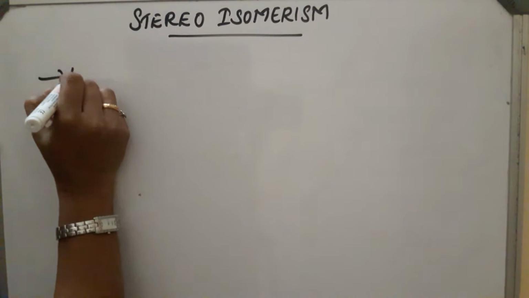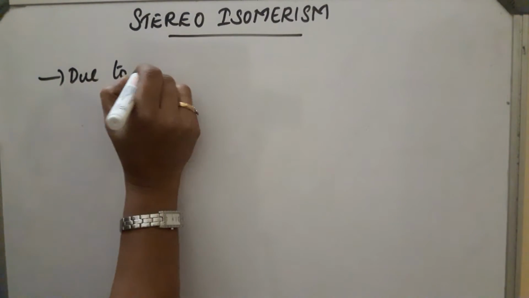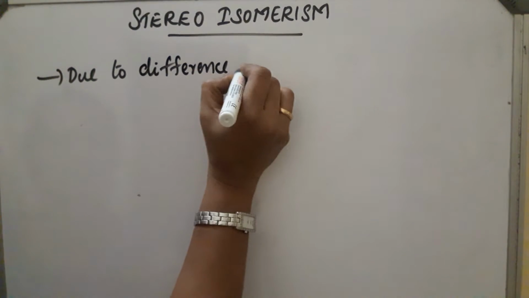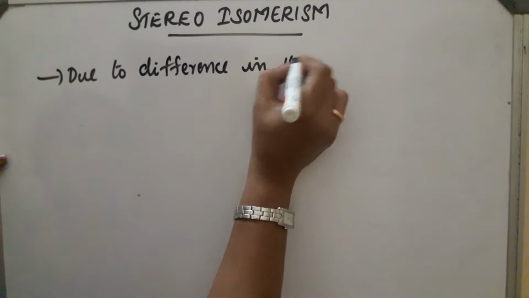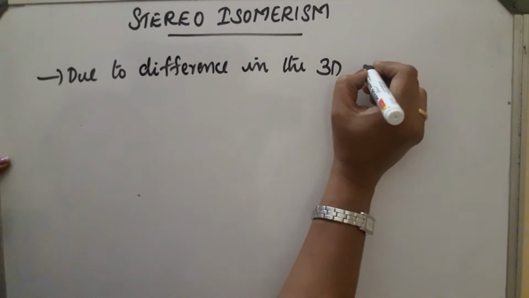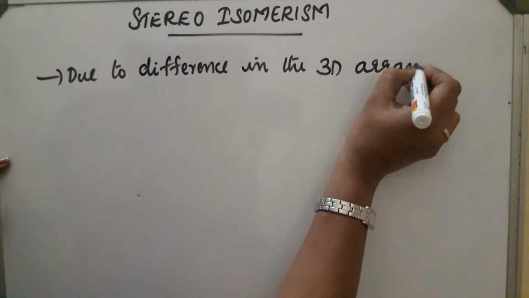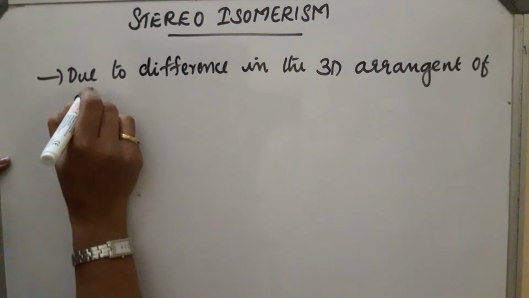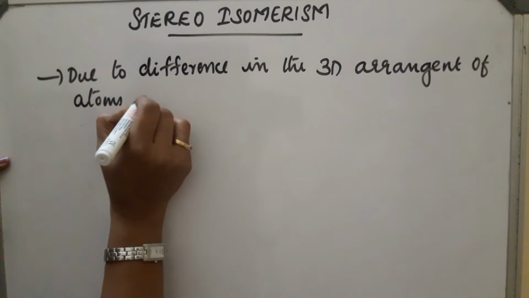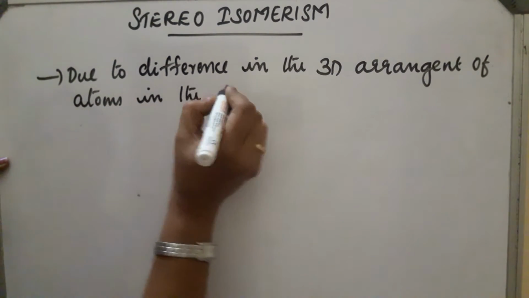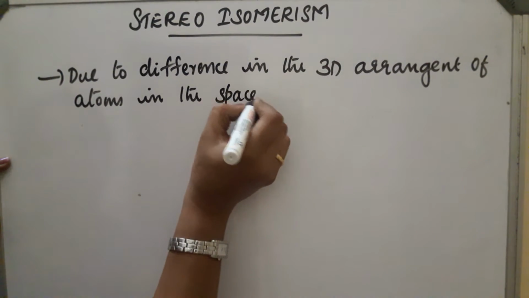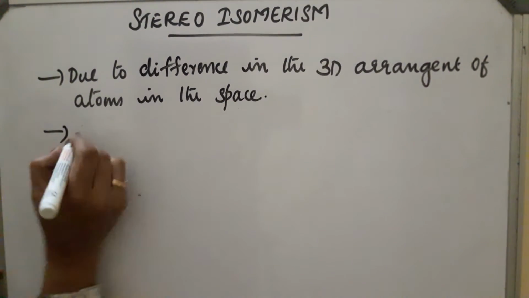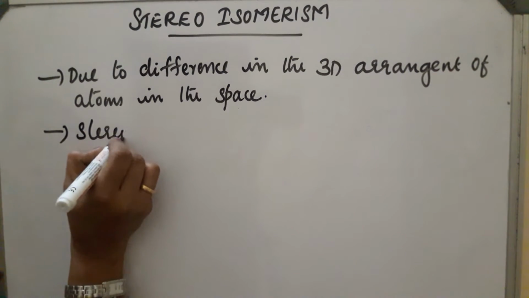Due to the difference in the three-dimensional arrangement of atoms in space. And the branch of chemistry which deals with stereoisomerism is called stereochemistry.